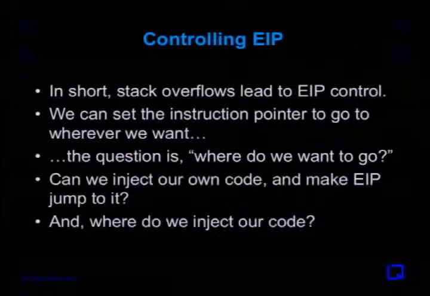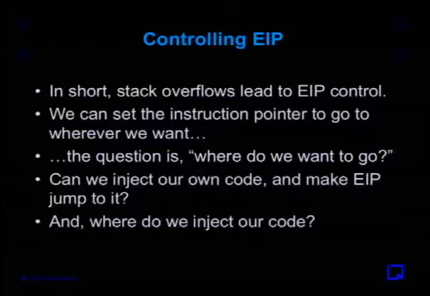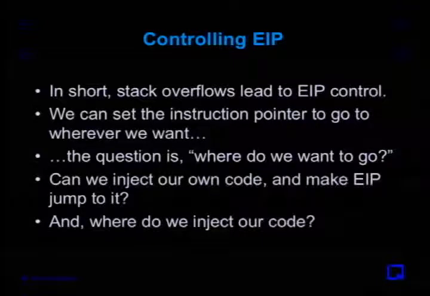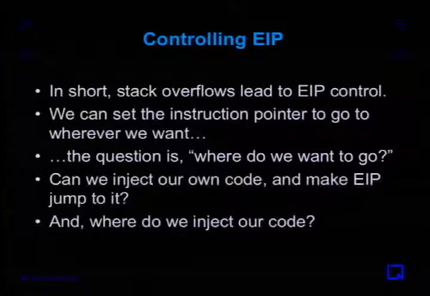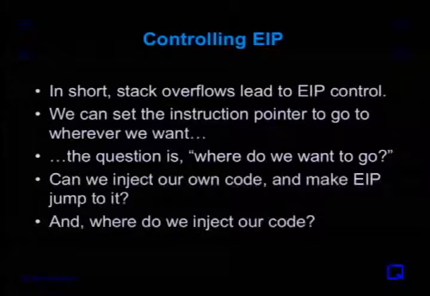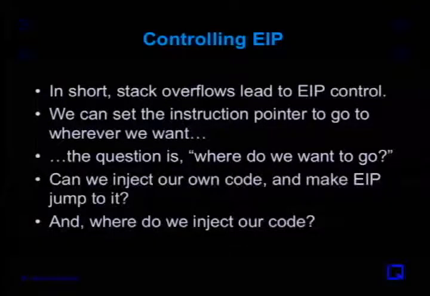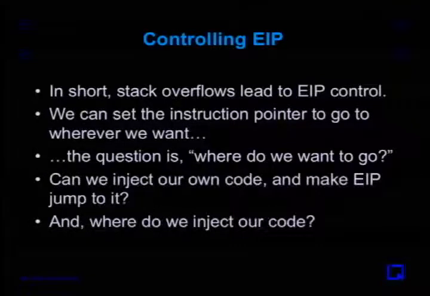So we need to now answer the question like this. We need to somehow control EIP. The two things we need to do: we can take control of EIP, we can stuff EIP with whatever 4 bytes we want. Question is, where do you want to go today? Then, if you know where you want to go to, can you inject your own code in that location? And the third is, what code to inject? So once you find the 3 pieces of this puzzle, you've got a working exploit.